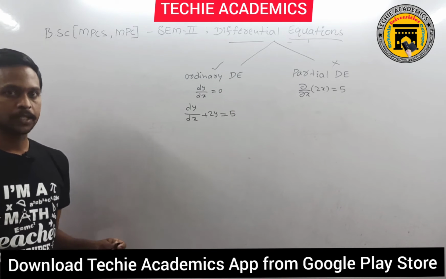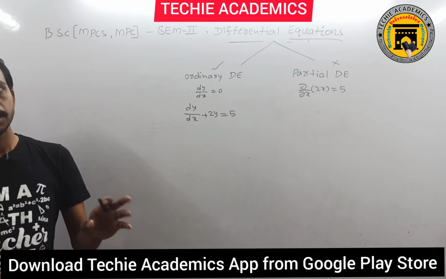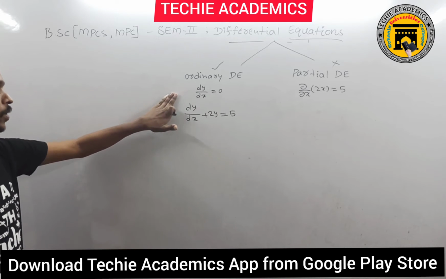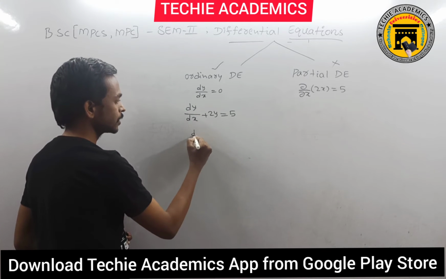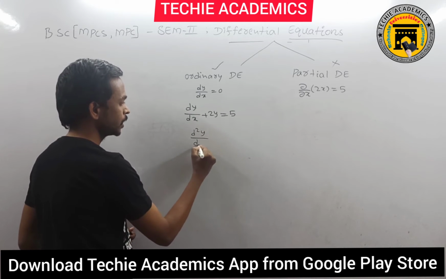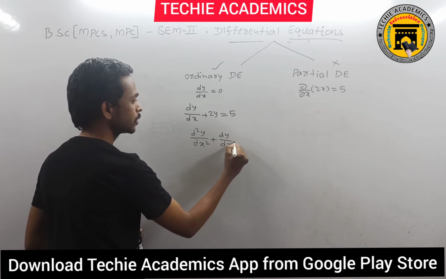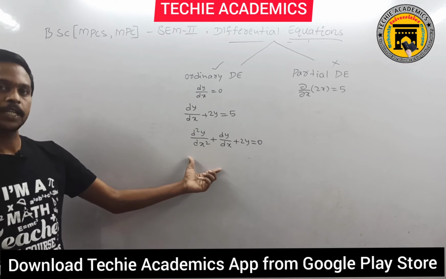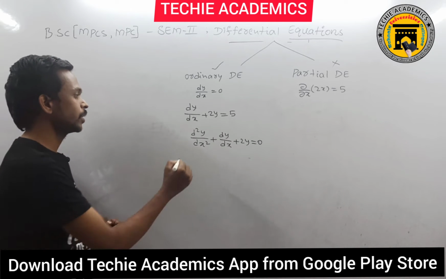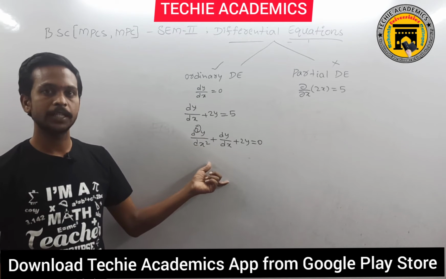So in the second semester we have ordinary differential equations: methods to find the general solution of a given ordinary differential equation. It can also be d square y by dx square plus dy by dx plus 2y is equal to 0. This is also an ordinary differential equation, but here we have order 2, so it is a second order differential equation.